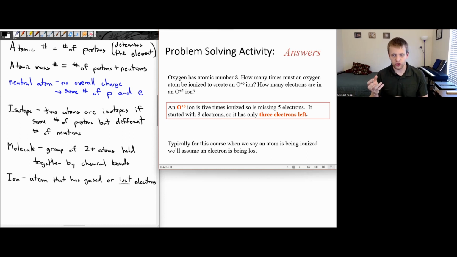And again, for this course, if the atom is being ionized, we're going to assume that it's electrons that are being lost. So again, there's a bit of terminology in there, but if there are parts that are open questions about this, please use the discussion board to talk about those kinds of questions, because we're going to be using this terminology throughout the remainder of the course.